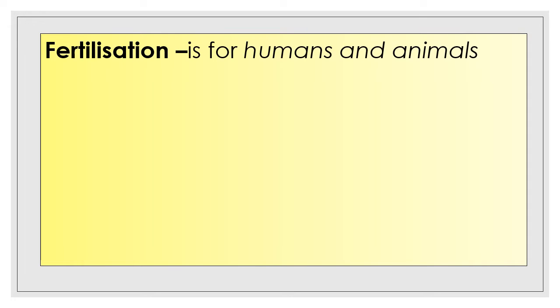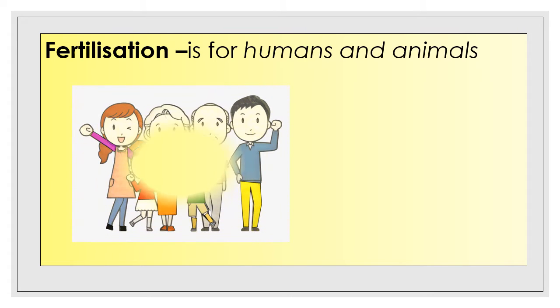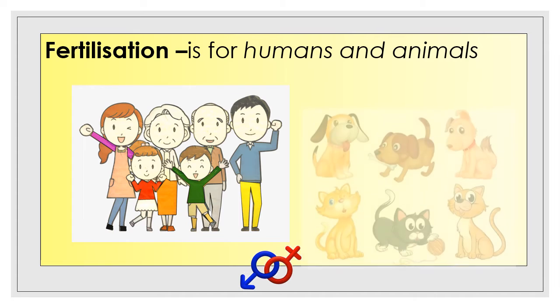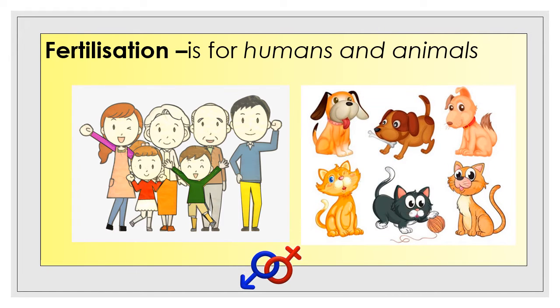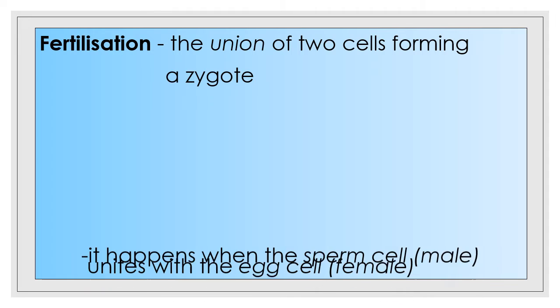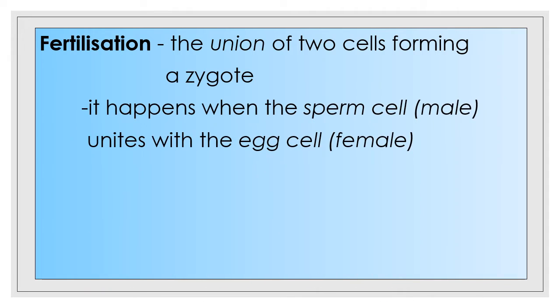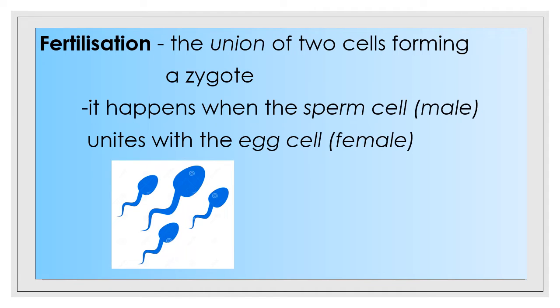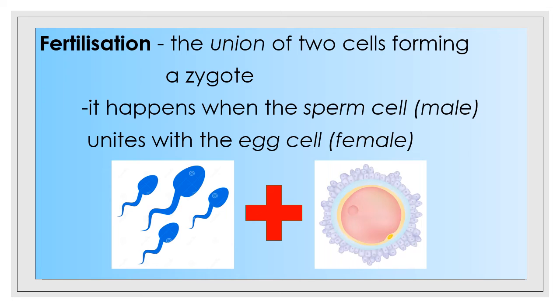Fertilization is for humans and animals only. Humans like us and animals like them need to undergo fertilization in order to reproduce. Fertilization is a union of two cells forming a zygote. It happens when the sperm cell coming from the male unites with the egg cell coming from the female. This is how a sperm cell looks like, and this is how an egg cell looks like.